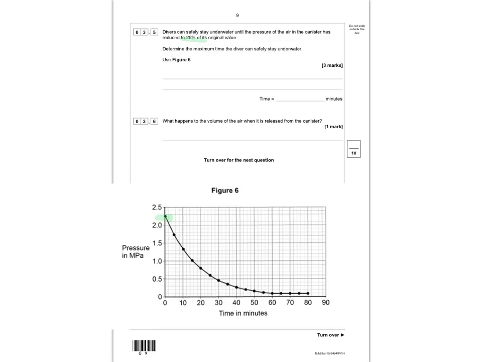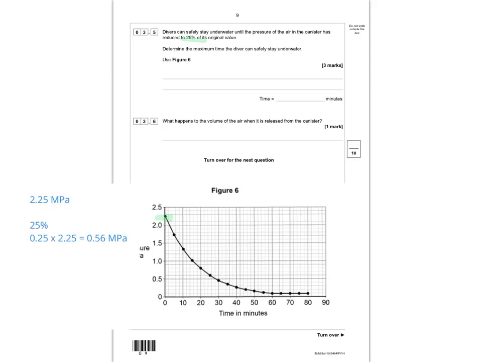So you can see that value on the graph is somewhere between 2.2 and 2.3. So the value that we read from the graph there, if it's halfway between them, would be 2.25 megapascals. And we need to work out 25% of 2.25 megapascals. To find 25% of it, you could do 0.25 multiplied by 2.25. And that gives us an answer of 0.56 megapascals.